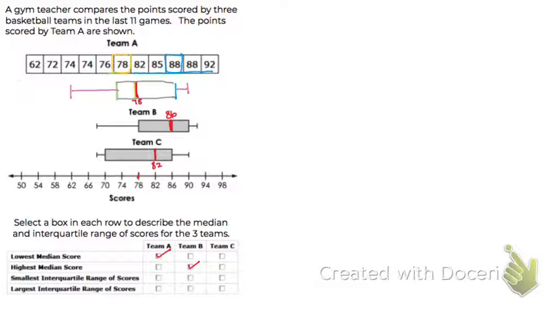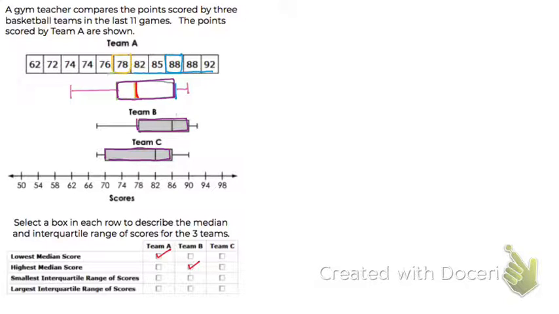Now let's talk about the interquartile range. The interquartile range is the actual box. It's how many numbers are within that box, within that middle 50% of the data. So sometimes you can look at it and see which one has the smallest box. And that's kind of clear. That looks to be Team B. But I'm not positive. So what I'm going to do is actually calculate the interquartile range.